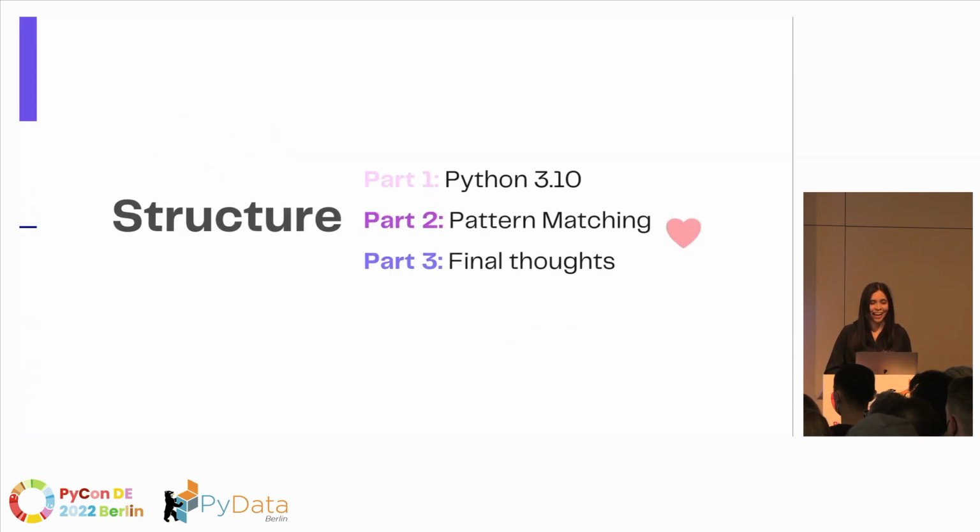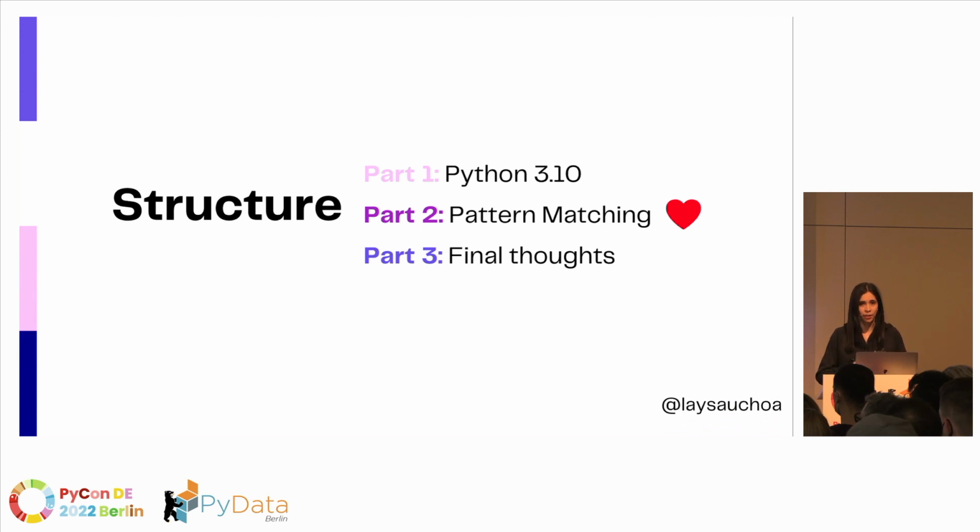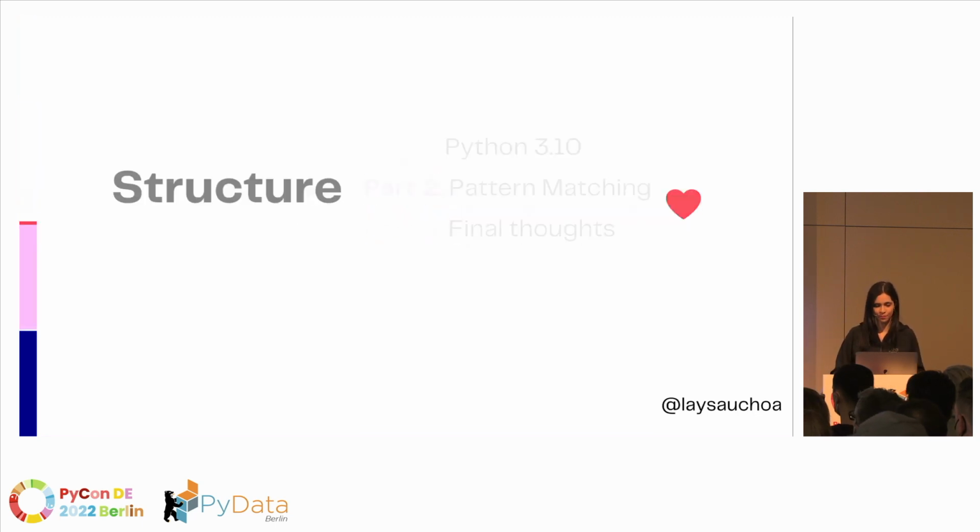So a little bit about how this talk is structured. I will talk about Python 3.10, and in general, I will talk about pattern matching. Every time there is a heart, maybe I'm comparing two pieces of code, and the one with the heart has pattern matching. And I'll give my final thoughts.